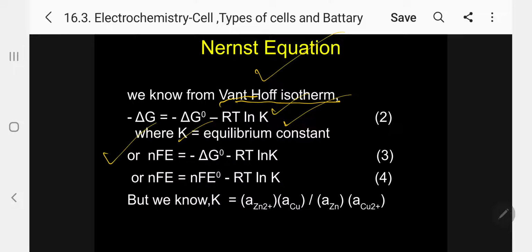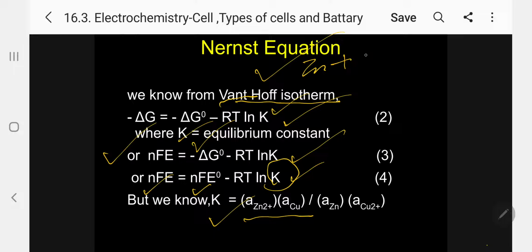Or I can rewrite now: nFE equal to, because I know that minus delta G equal to nFE, so I write minus delta G0 minus RT ln K. Or nFE equal to nFE0 minus RT ln K. What is K? That is the ratio of the concentration of the products divided by reactants. But we know K equal to activity of zinc 2 plus divided by, that is the product. I will write the equation, then you can understand.